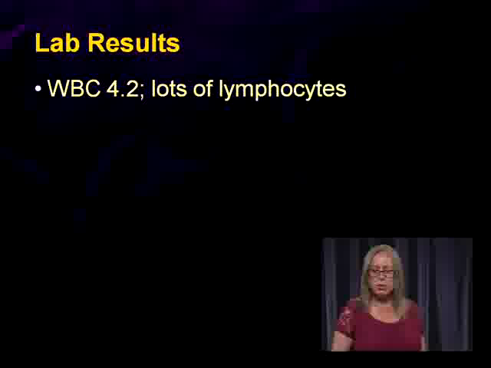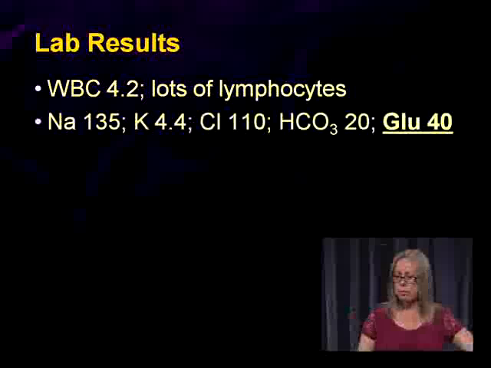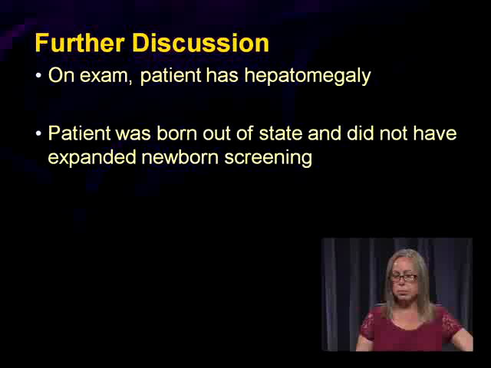So has a white cell count of 4.2 with lots of lymphocytes. Has a glucose of 40. Ammonia mildly elevated at 180. He has hepatomegaly, or a big liver. He was born out of state and did not have expanded newborn screening.